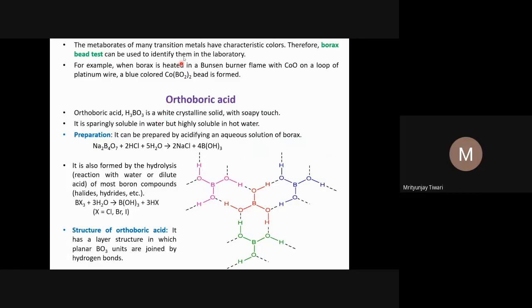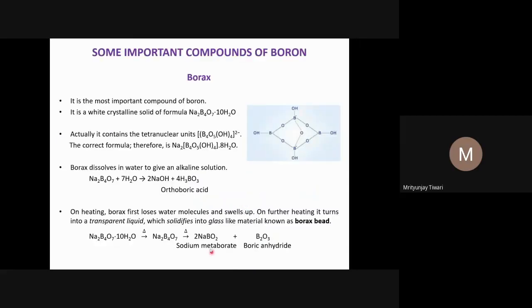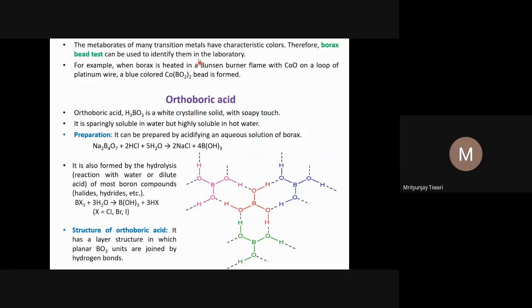So what are the metaborates? This is sodium metaborate, NaBO2. The metaborates of many transition metals have characteristic colors. Therefore, the borax bead test can be used to identify them in the laboratory.